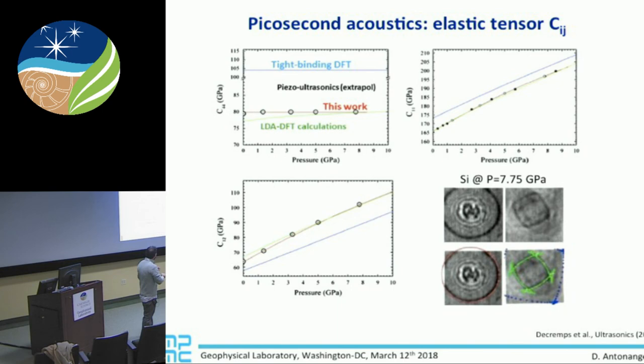Now, we stopped this test experiment at 9 GPa because we were done. We were just using a methanol-based transmitting medium. So as soon as we froze that, the crystal broke. We can push that a little bit higher.